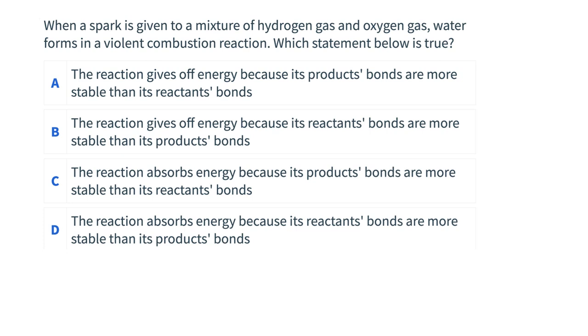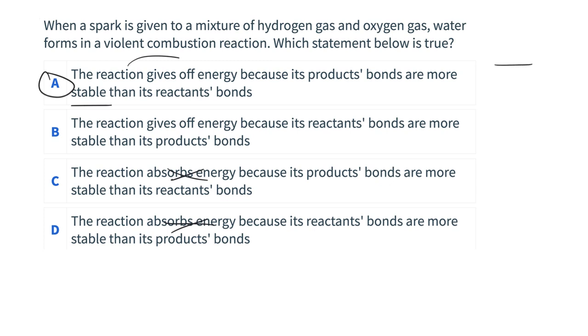All right, so we'll take a look at the answer. The reaction doesn't absorb energy. This reaction is giving energy off, and so we see the energy, the heat, given off from this reaction. And so the reaction gives off energy because the products' bonds are more stable. Answer A.